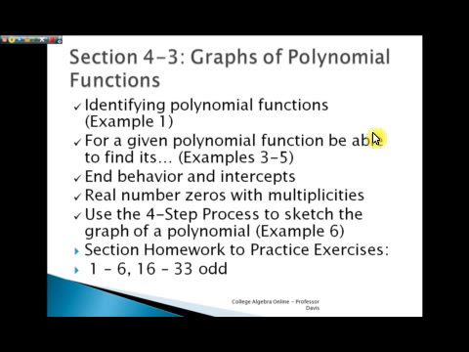And so in section 4.3, we want to do homework to practice exercises 1 through 6, and then 16 through 33 odd. Those start on page 199 in the summary notebook, and ebook screen 4.3-37. So that is your topics checklist for Module 7.